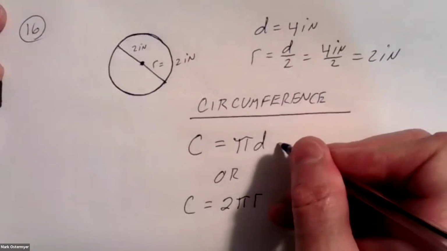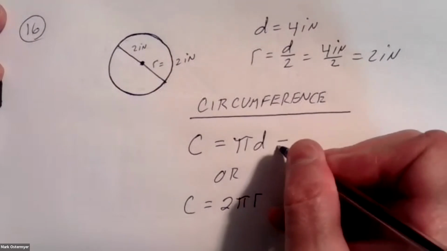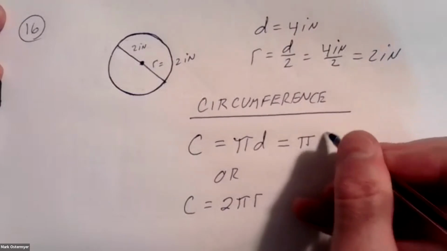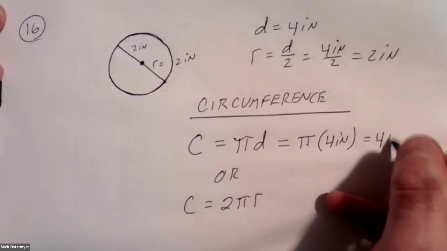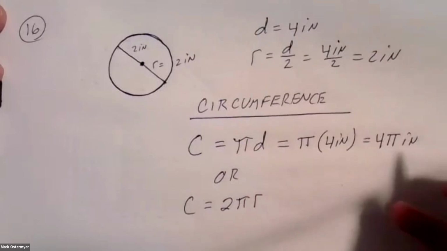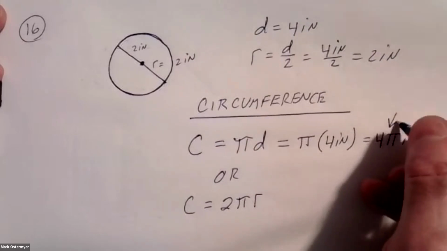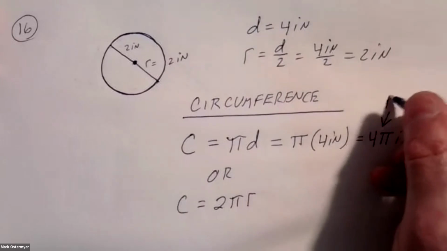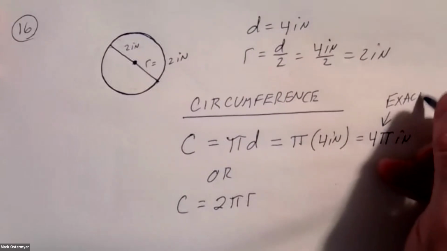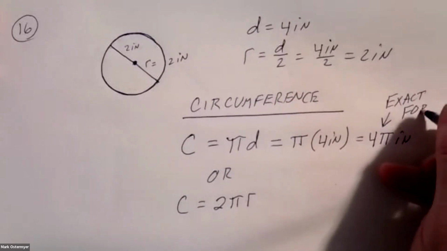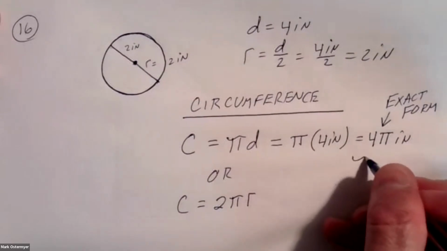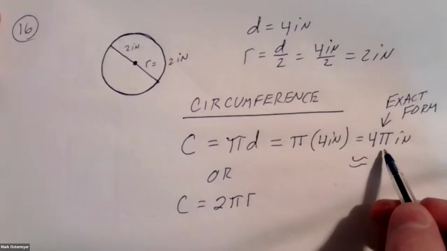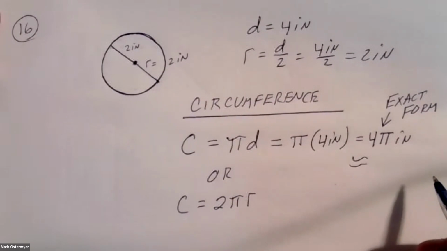All right, if we use the diameter, our circumference in exact form will be pi times the diameter. The diameter is 4 inches. So in exact form, the circumference would be 4 pi inches. We say this answer is left in what's called exact form in terms of pi. If you want to approximate the circumference, you would have to replace pi with its decimal approximation.